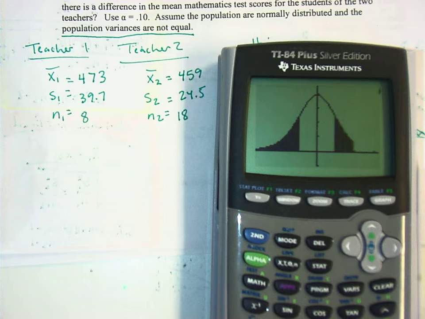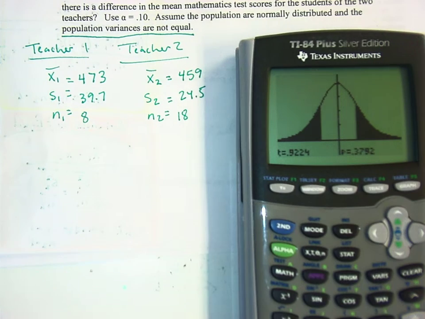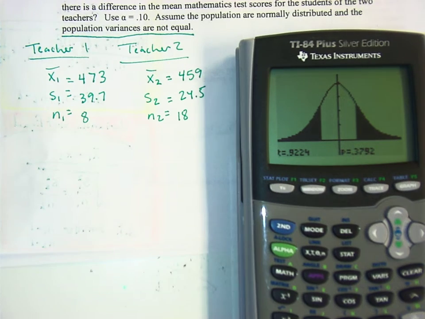What's pooled? Pooled is when the variances are equal or not. So you'll have to catch up on the first half of the notes to see that. Do you see how the question says that the population variances are not equal? So if it said that they were equal, you'd say yes to pooled. And if they're not, you say no. Okay, so that gives you a t-score of 0.92 if you're going to do it that way, and a p-value of 0.379.